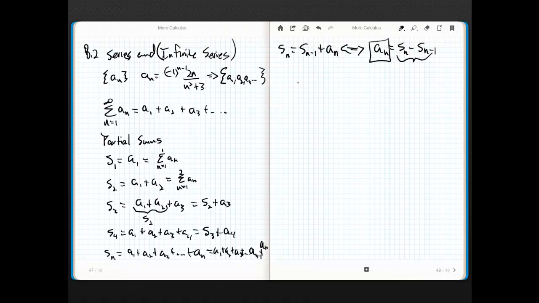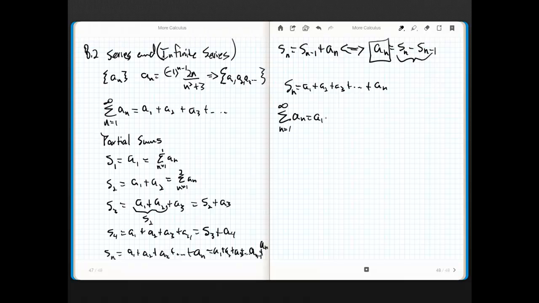Now think about this. If s sub n is equal to a1 plus a2 plus a3 plus dot, dot, dot, plus a sub n, and I want to figure out what this series is, as n goes from 1 to infinity of a sub n, what's another way that I could write that?